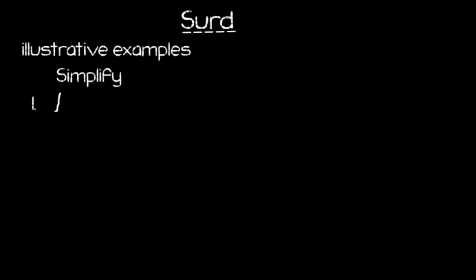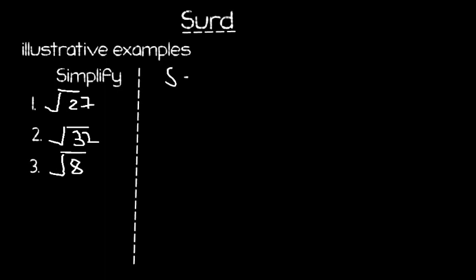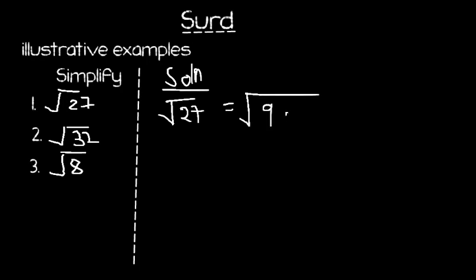So let's take illustrative examples. Let's simplify these. Question 1 says you should simplify root 27, question 2 says let's simplify root 32, and question 3 says let's simplify root 8. Solution: root 27 is equal to the root. We know that one of the factors must be a perfect square and one must be just an irrational number. Most times it's a prime number.